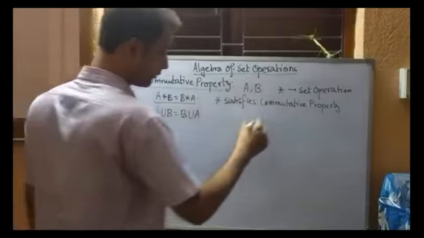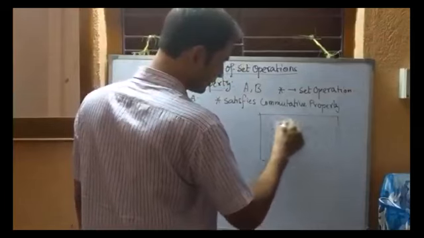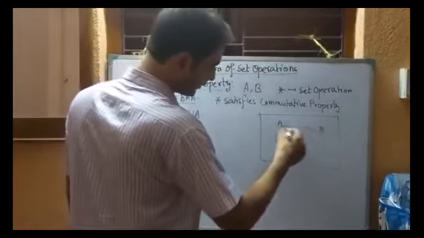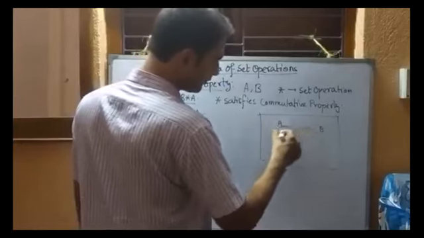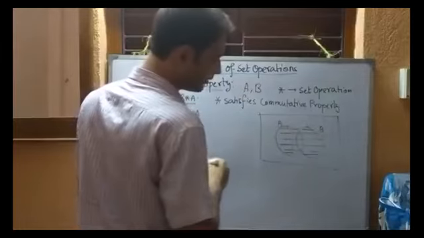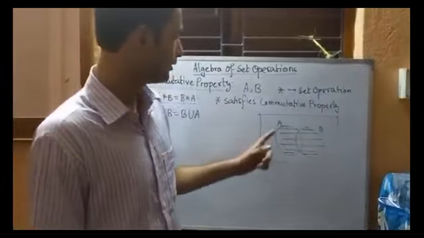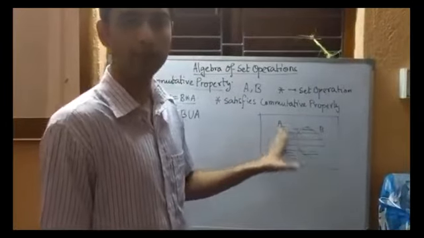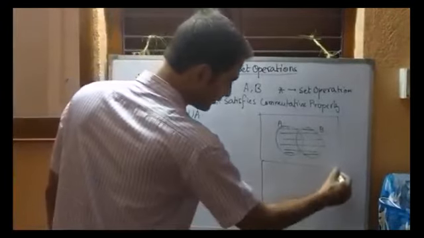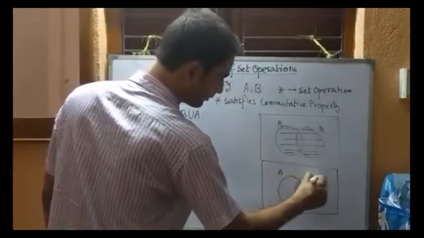That means if we draw the Venn diagram, say these two sets are A and B, then the Venn diagram for A union B will be this shaded region, and if we flip the positions of A and B, then also the shaded region will remain the same. So we can say from the Venn diagram clearly the union satisfies the commutative property.